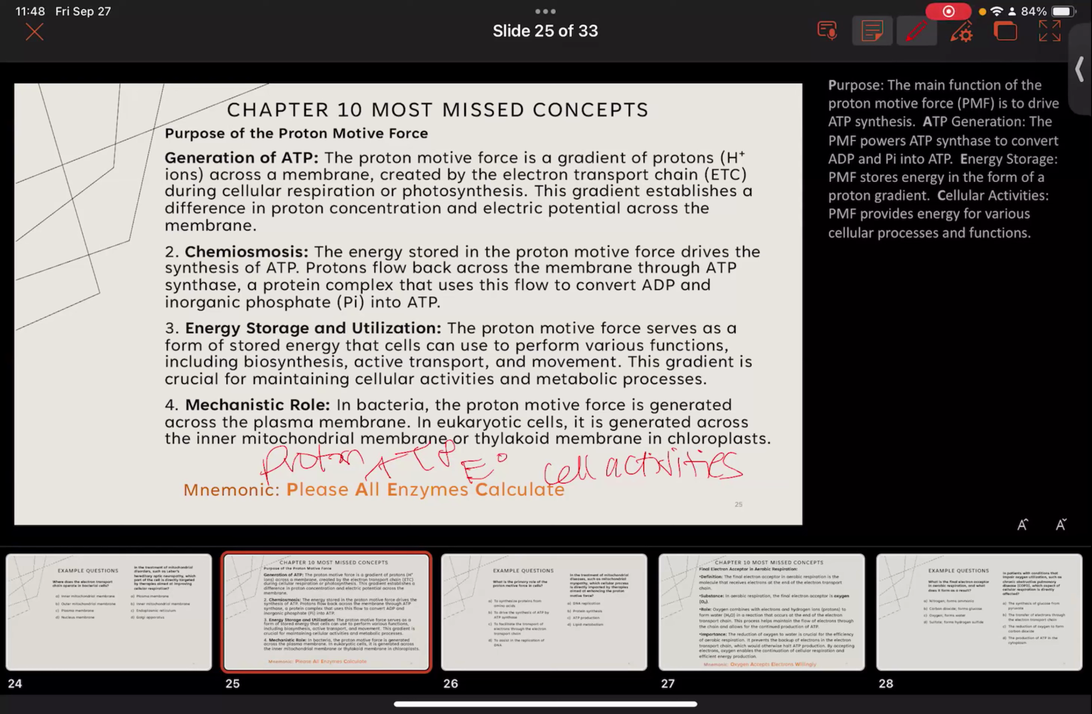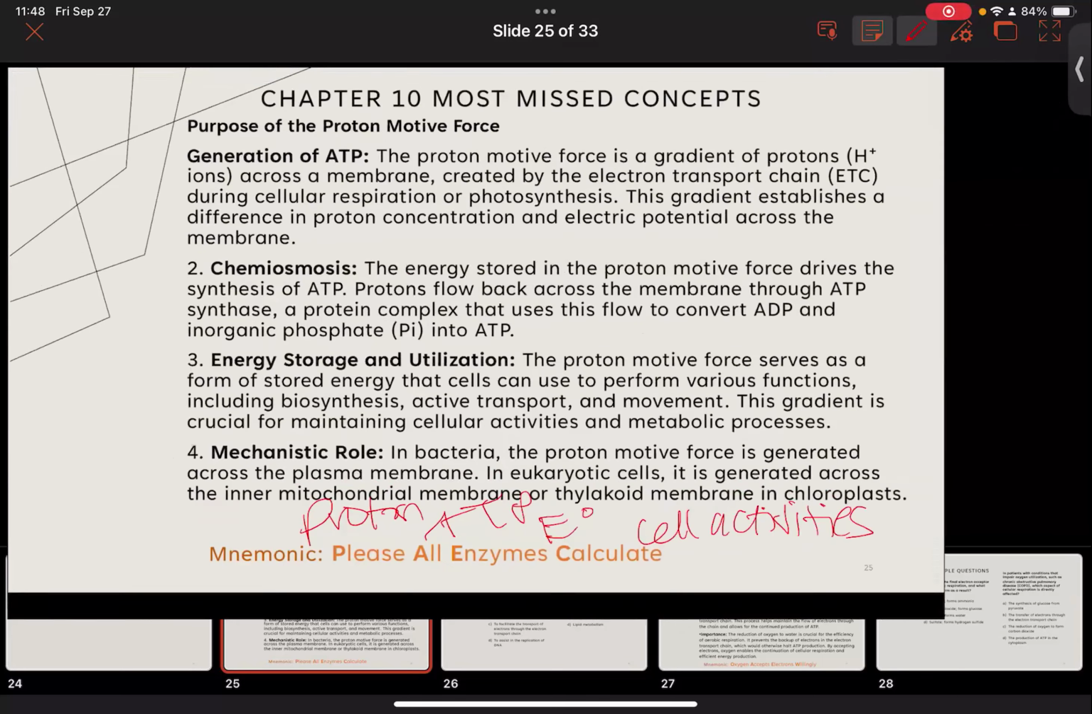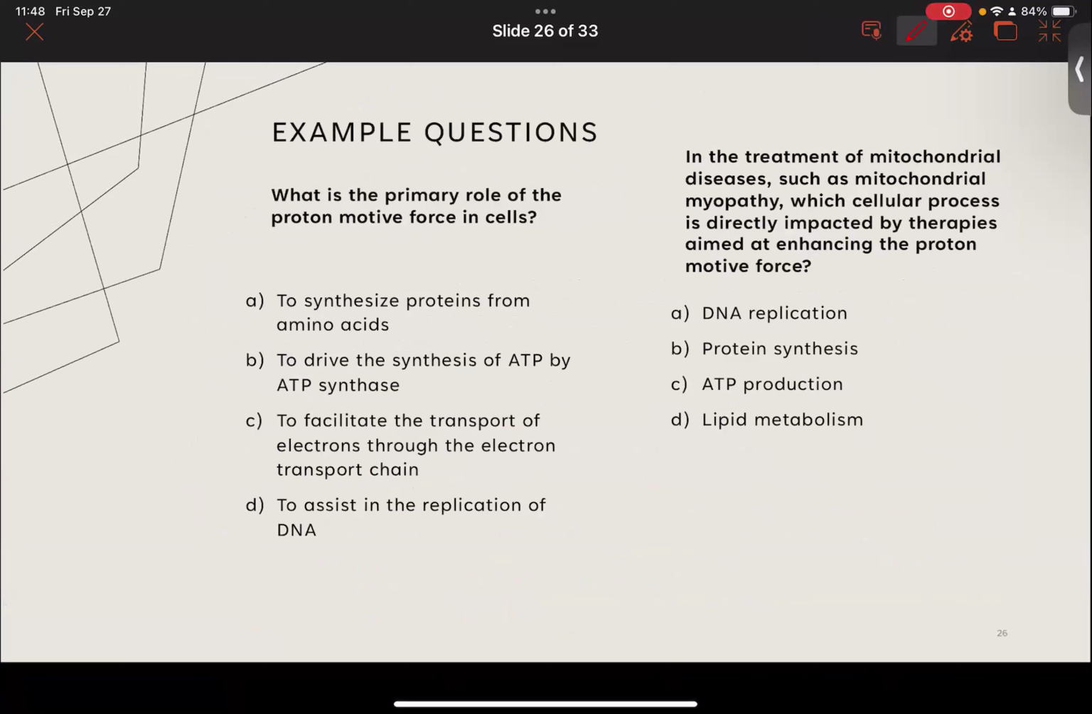Protons are used to make ATP, energy, and drive cell activities. That's what that's talking about. Great. If you want to use those, I don't know if that's at all useful for anybody ever. Some of them are more useful than others.